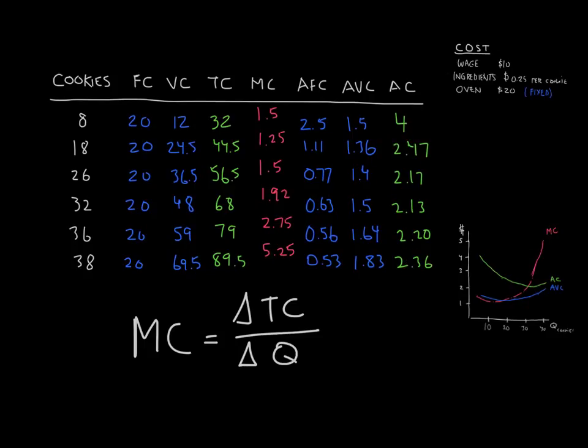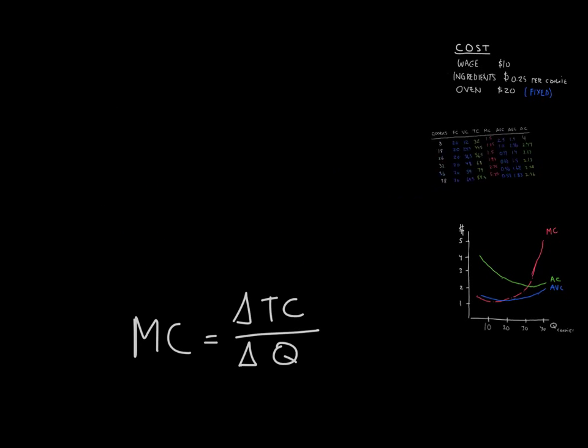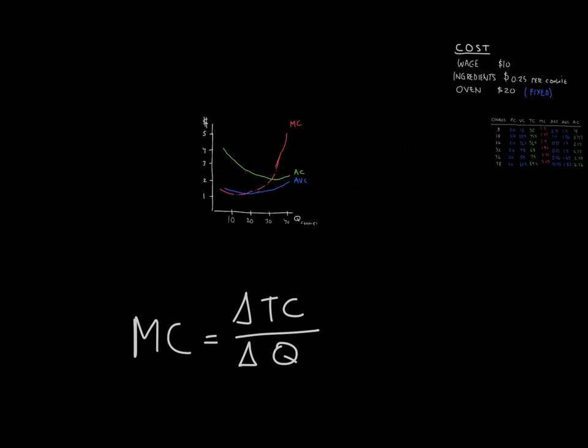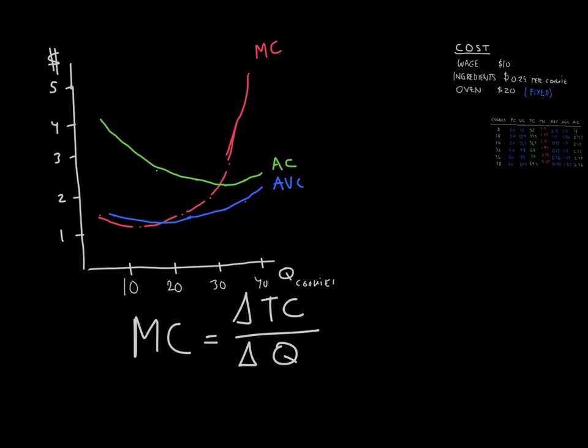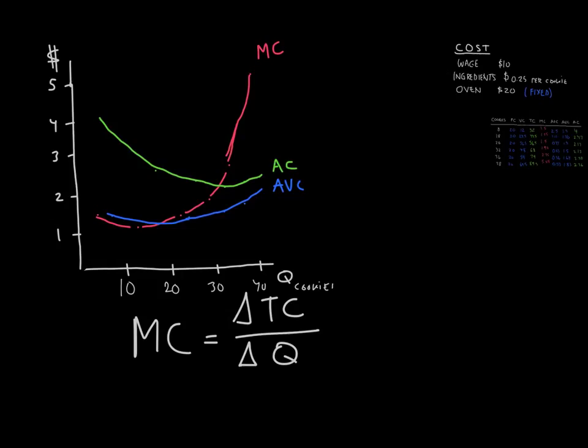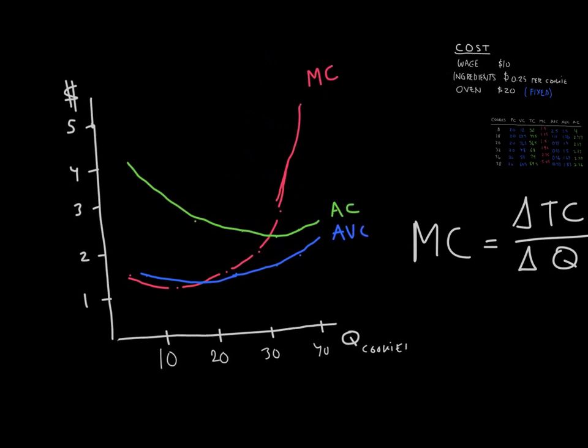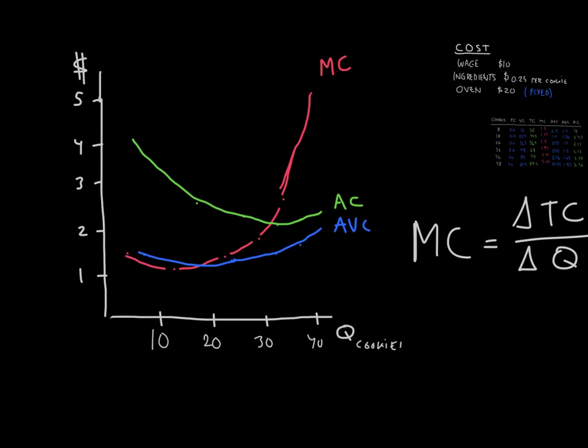Alright, so now we have all the numbers, and what we want to do next is just plot these numbers, and you can see they're really interesting. So what we want to do is just put this one away. Maybe we'll go ahead and bring this one up here. So let me just move this to the side. Okay, so here's our plots of our marginal cost, average variable cost, and average cost.